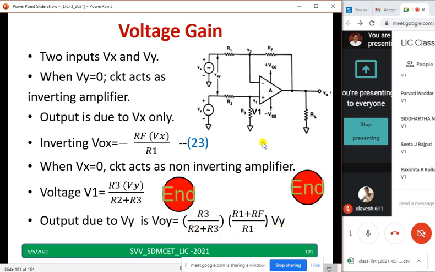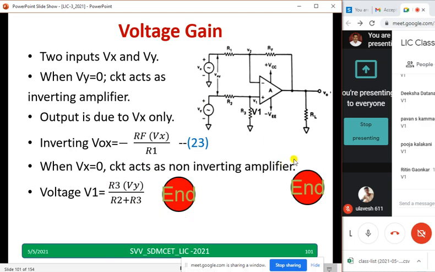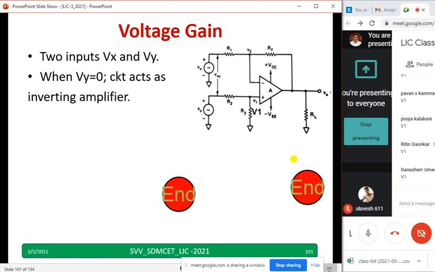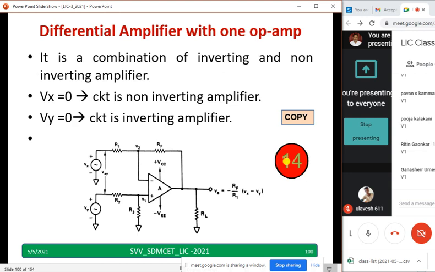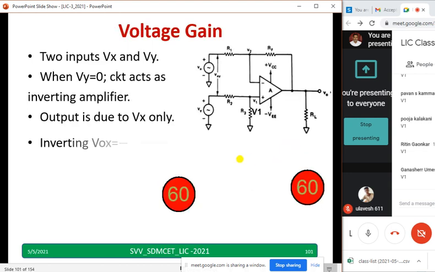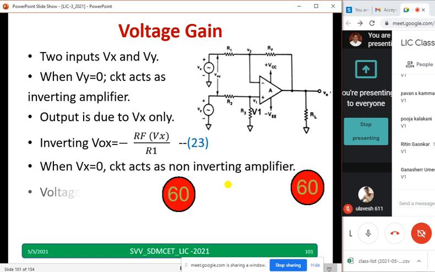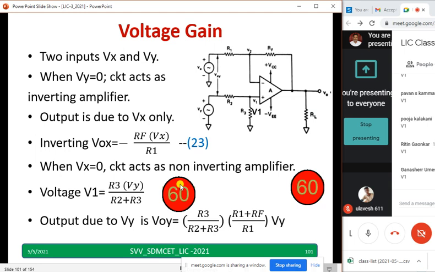Now you take a few seconds and try to copy down this particular slide. I'll show you this slide again, so now you people can copy down fast. You have 1 minute time. I'll give you a complete 1 minute because you already understood. Copy down fast. Voy is what? Vox is what?